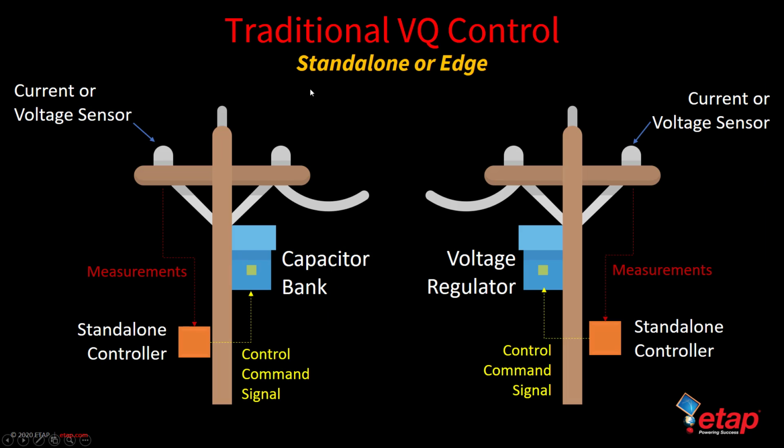Some of the volt-var optimization and control technologies can be classified as centralized, decentralized, and edge network. So let's take a look at the first one, which is traditional VQ control using standalone or edge control. This involves using a current or voltage sensor that sends the measurements to a standalone controller, which then can send a control command signal to a capacitor bank, or in the same way control a voltage regulator, either in single direction or bidirectional control mode.